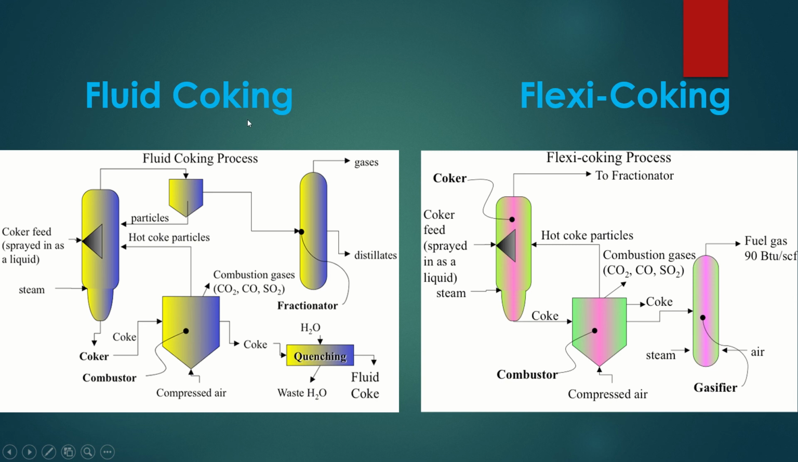So the comparison between fluid coking and flexi coking, these are basically the two subdivisions of the coking. Both take the coker as a feed, and the fluid coking process generates particles into here. And so this was basically the difference between the two coking processes.